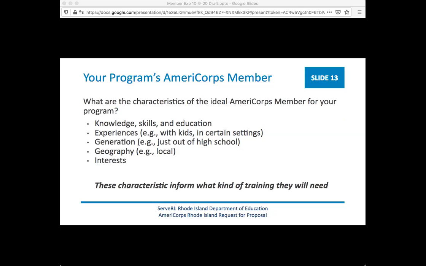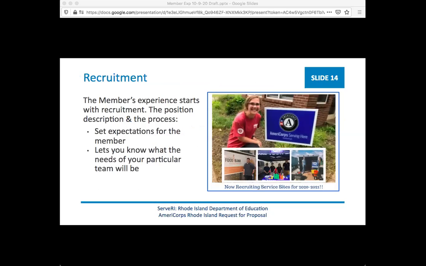Now, you've identified what you're looking for, so then you need to move into recruitment. I think it's really important that you understand that the relationship with an AmeriCorps member starts with recruitment. The position description communicates a set of expectations, and so does how you communicate with them. Do they feel welcome? Do they feel informed? Do they understand what they're going to be getting into, and how they're going to be spending their time?